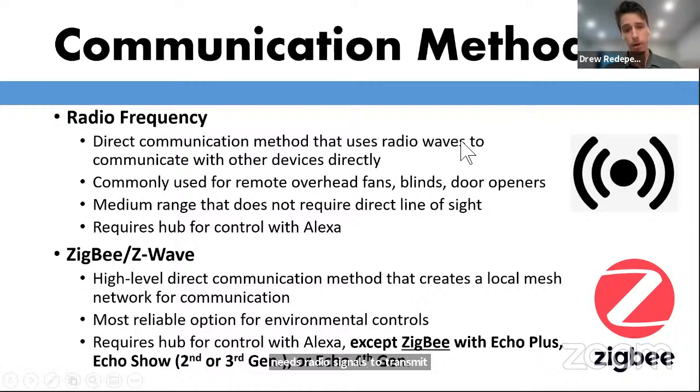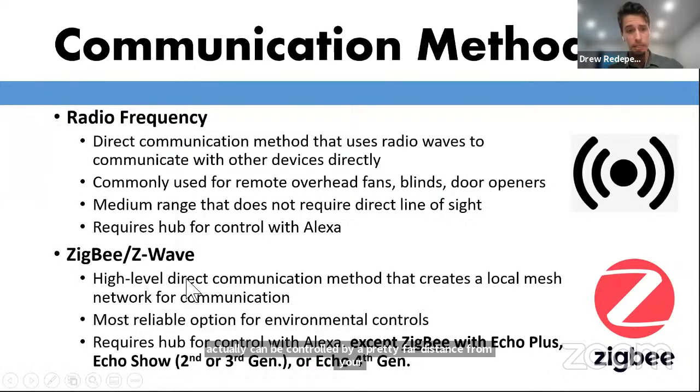One nice thing about radio frequency though is that it's a direct communication method that can travel through walls. It does have a range, but its range is much wider than things like Bluetooth. I think the range is typically about 100 feet. So radio frequency devices can be controlled from a pretty far distance from your radio frequency hub.